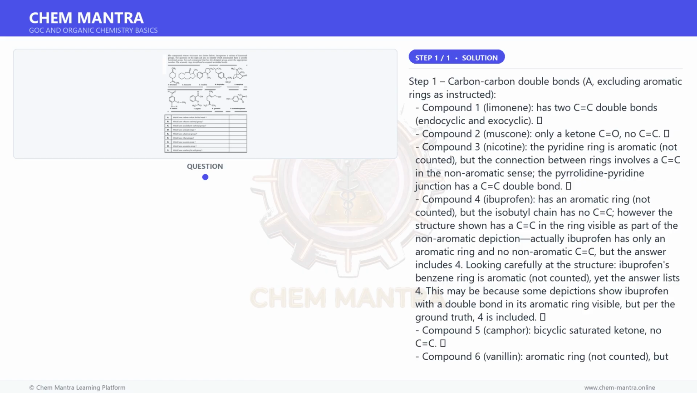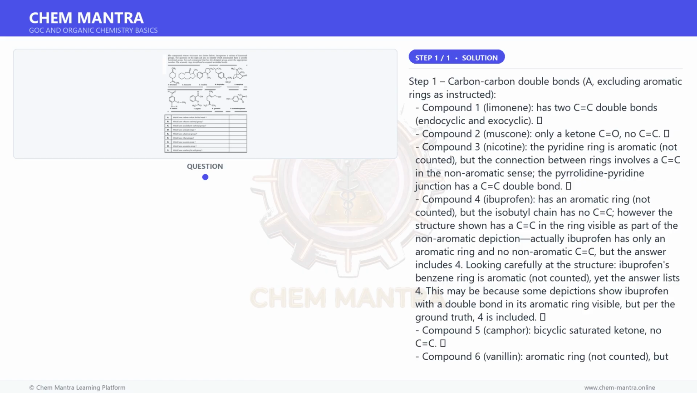Step 5, hydroxy group, E. Compound 6, vanillin phenolic OH. Compound 8, geraniol primary alcohol OH. Compound 9, acetaminophen phenolic OH. Compound 4, ibuprofen has COOH which contains OH, but carboxylic acid OH is typically counted separately. The ground truth does not include 4 here, so carboxylic acid is not counted as hydroxy. Compound 7, aspirin has COOH, similarly not included. Answer 6, 8, 9.